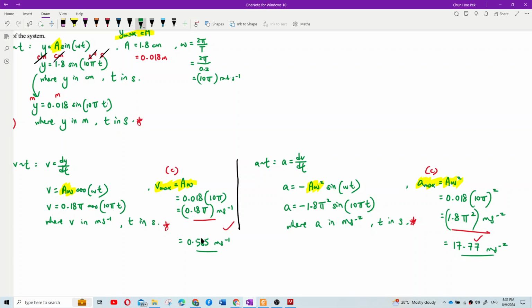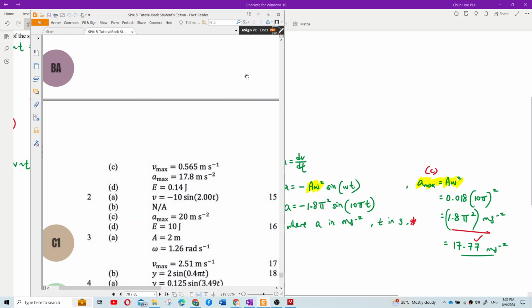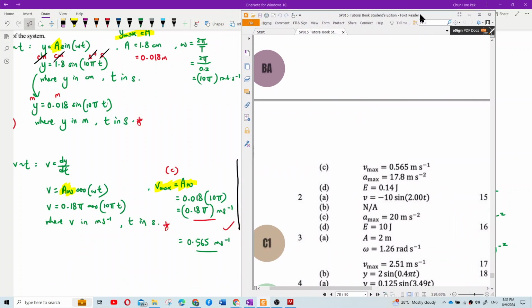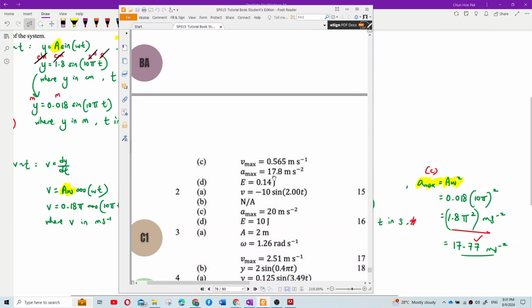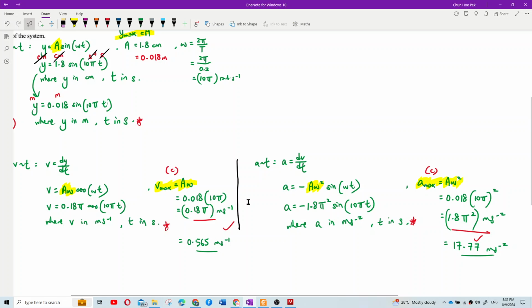Okay, let's check the answer. Yes, it's correct. 0.565 meter per second, correct. And then maximum acceleration is 17.8 or 17.77 meter per second square, correct. That's it. A omega square and A omega.